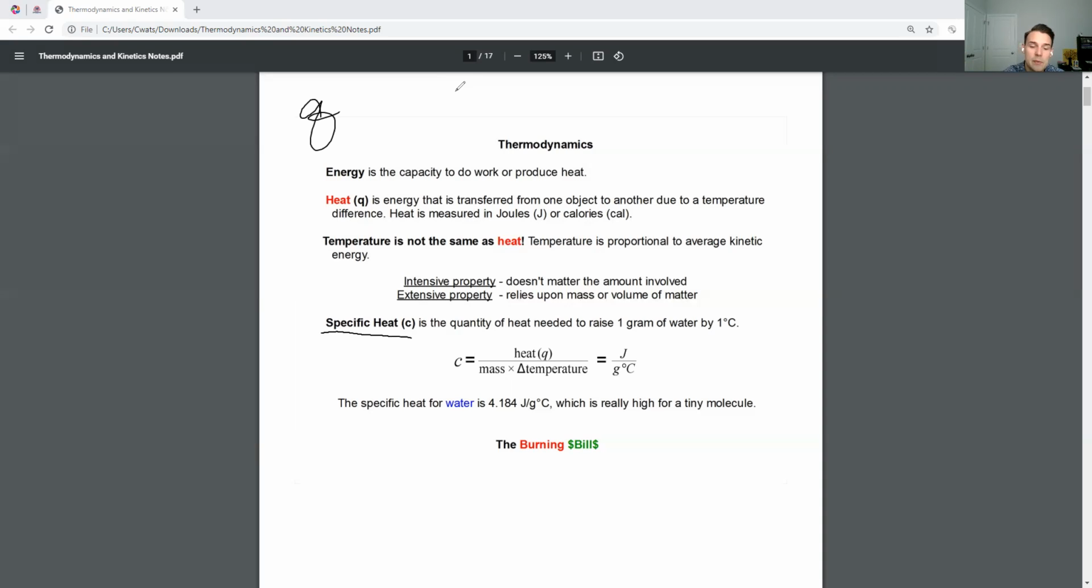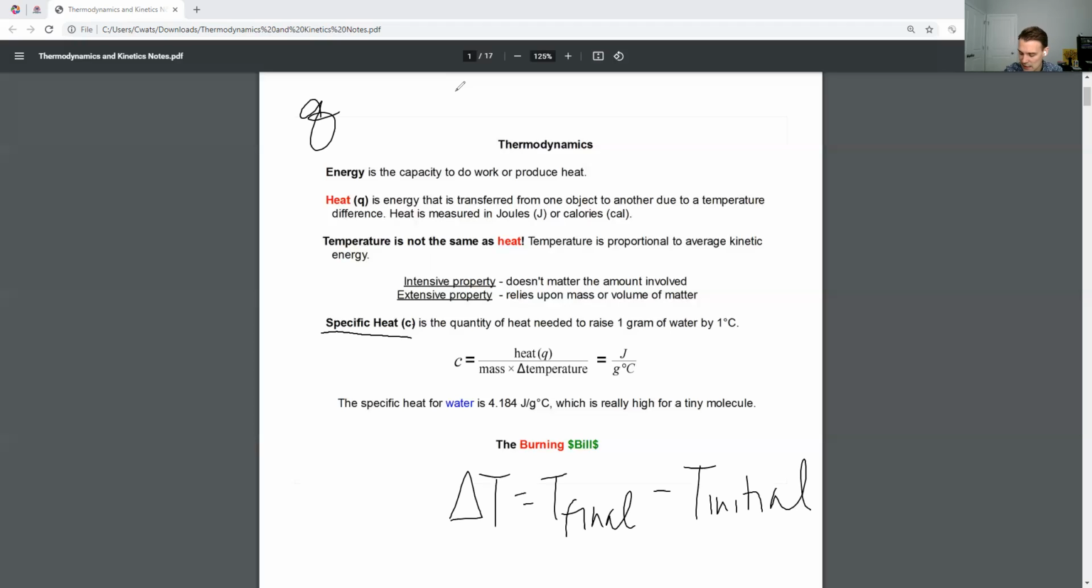So what is specific heat? Specific heat, which has C as its symbol, is the quantity of heat needed to raise 1 gram of water by 1 degree Celsius. And we can calculate C. It's in terms of joules over grams times degrees Celsius. So to calculate C, it's heat, q, divided by the mass times the change in temperature. Whenever you see a change in temperature, please note it's always the final temperature minus the initial temperature. We're going to see that a lot in this module. So it's always final minus initial.